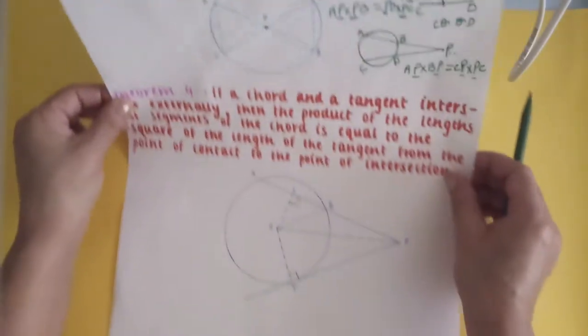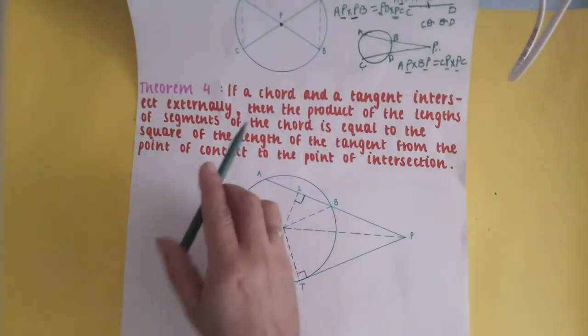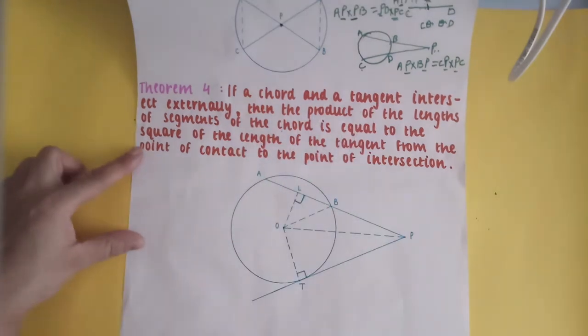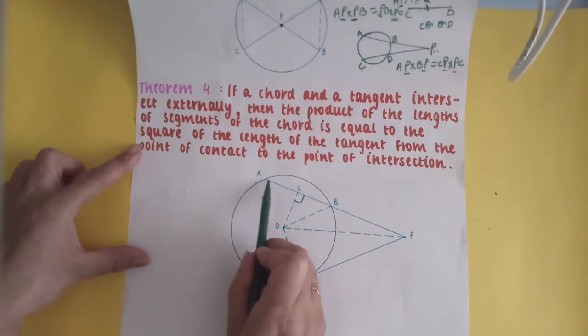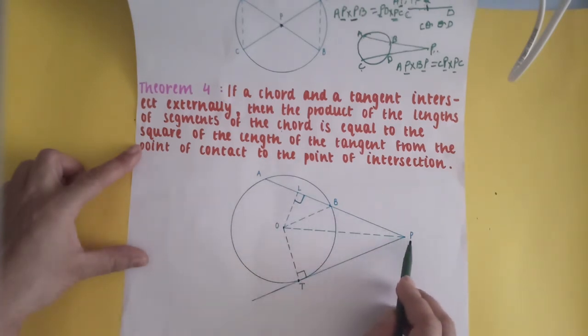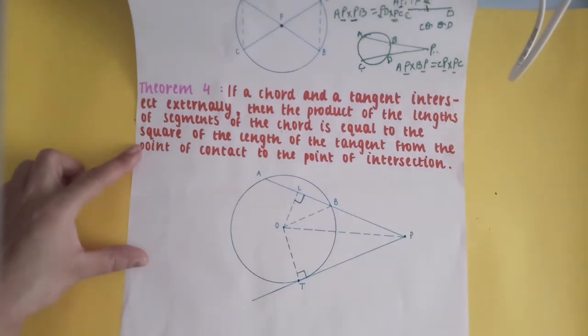Then comes one more theorem. In this theorem, he's saying that if a chord and the tangent intersect externally, obviously a chord and a tangent will intersect externally. Tangent cannot go inside the circle. They have to meet externally. Now let's consider the chord AB and this tangent PT. T is the point of contact. If you extend this chord, it will meet this tangent PT at point P.